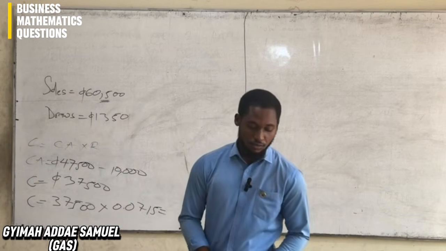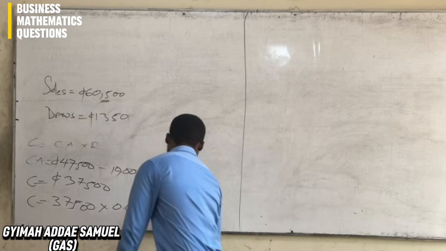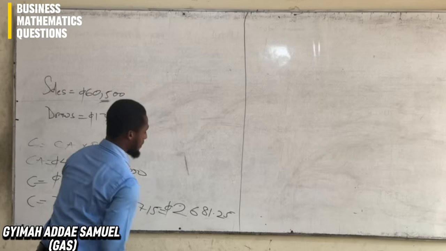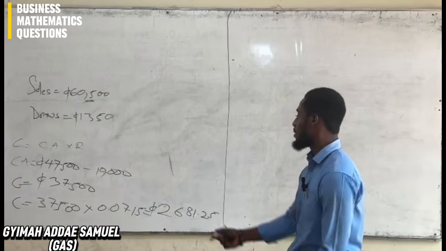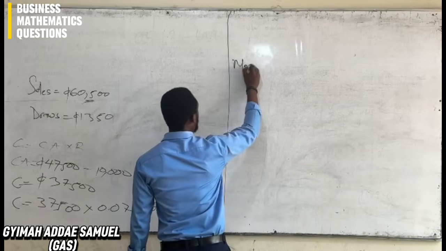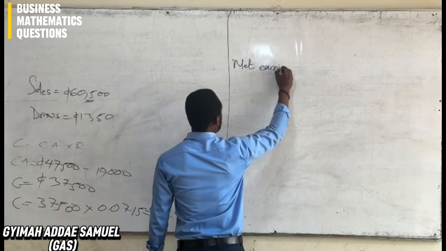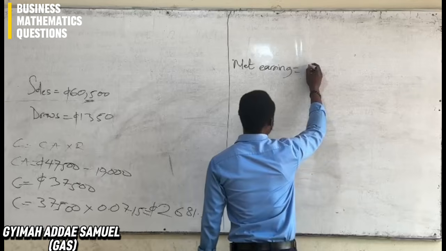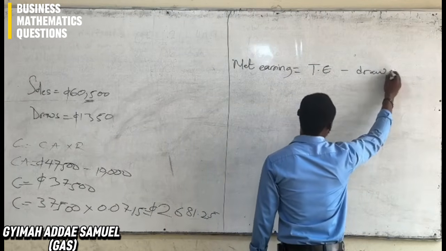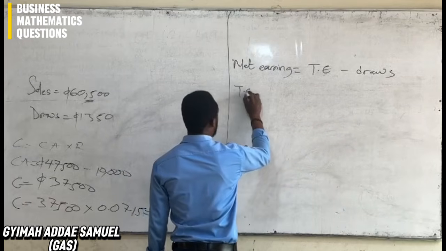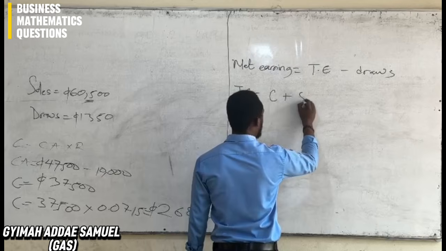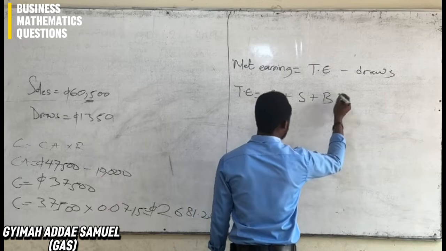The answer we are getting is 2,681.25. So now we have our commission. So we are heading to our net earning. And we know that net earning is our total earning minus our draws. So we would have to find our total earning. And the total earning is our commission plus salary plus bonus, if any.